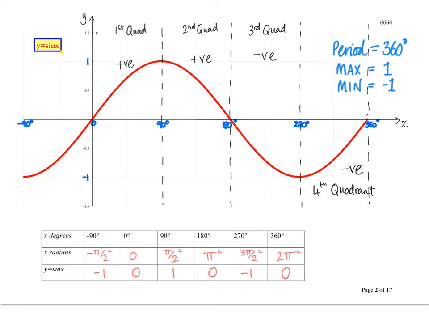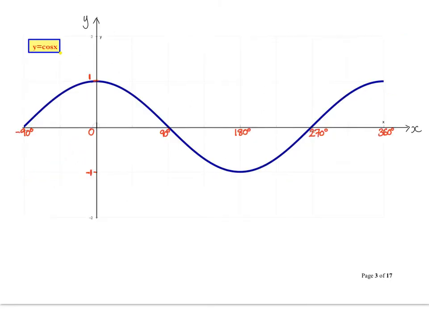Moving on to the next graph then, we have the cosine. And the same sort of thing here. We have a maximum of 1. We have a minimum of -1, and that occurs at 180 degrees. And same again, it's cyclic, so it starts at 0, goes round to 360, and then it would continue on again, the curve at either side. So again, this has a period of 360 degrees, and we have a maximum of 1 and a minimum of -1.